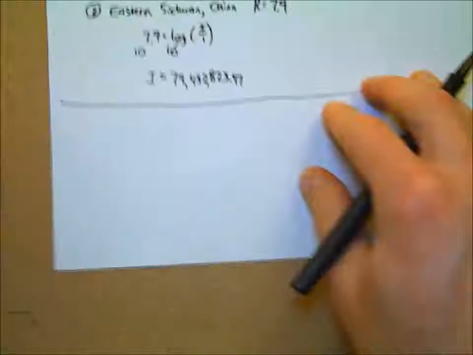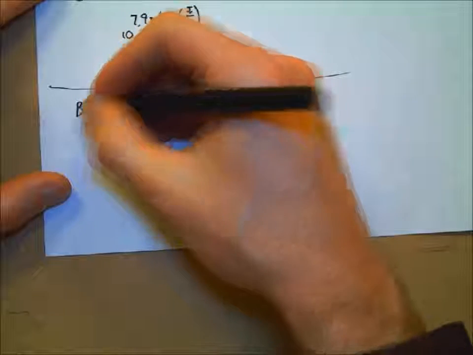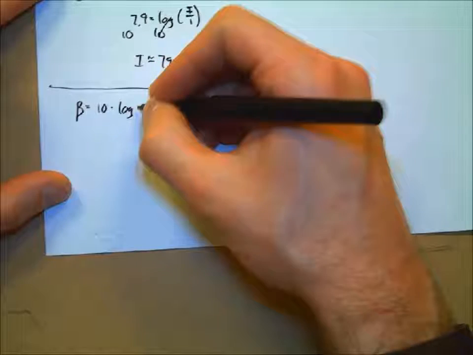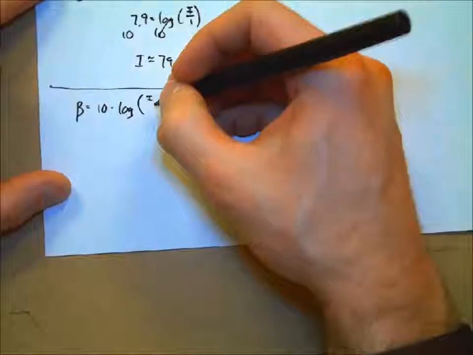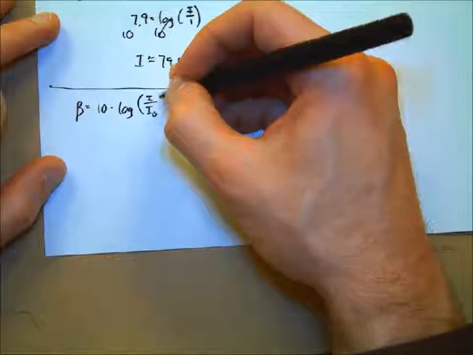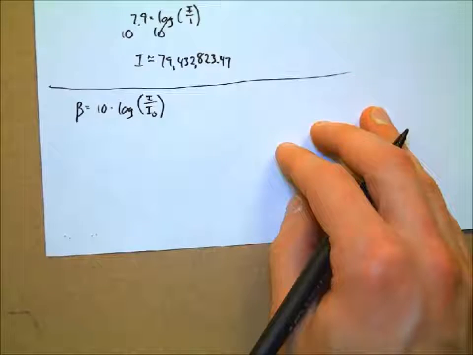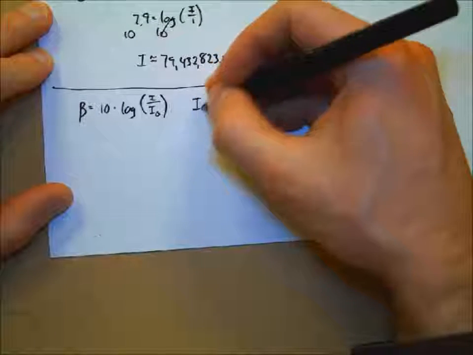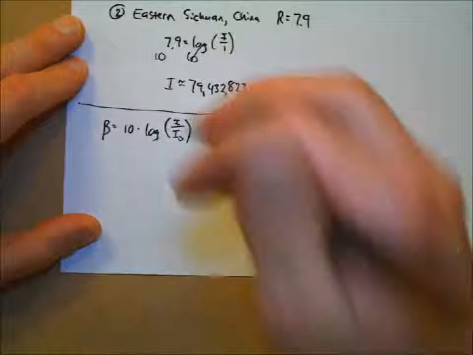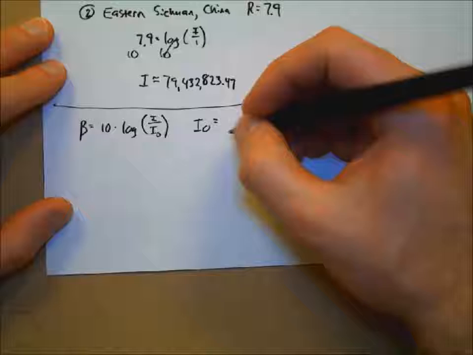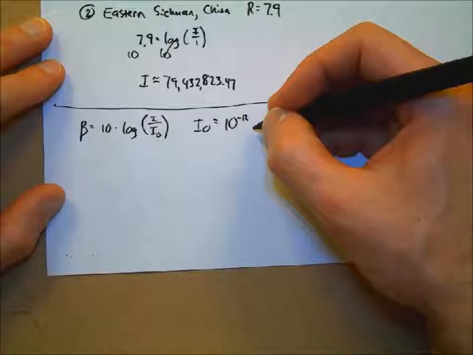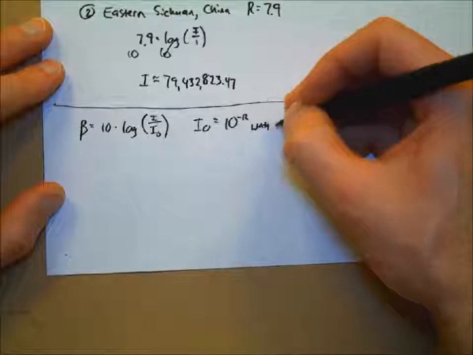Okay, so again, for decibels, beta is equal to 10 times the log of the intensity of the particular object that we're trying to find, as compared to the initial, and the initial in this case is I sub 0. I'm off the screen. There we go. I sub 0 is, we're comparing it to the faintest sound that our ears can pick up, which is something of the intensity of 10 to the negative 12 watt per meter squared.